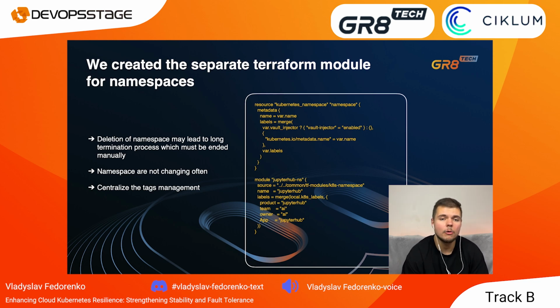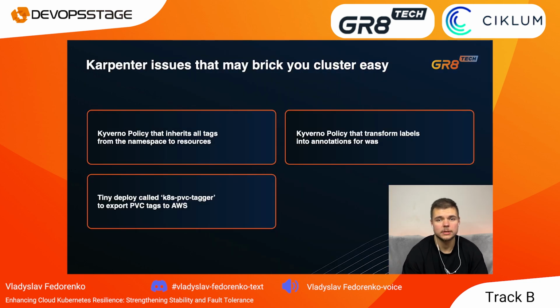But how can we copy these labels also to our deploys and resources inside the namespaces? And this is Kyverno's work. What's our setup? We have a few Kyverno policies. First one is taking namespace labels and putting them into the deploys and PVCs. That's how we have everything in every namespace tagged correctly.